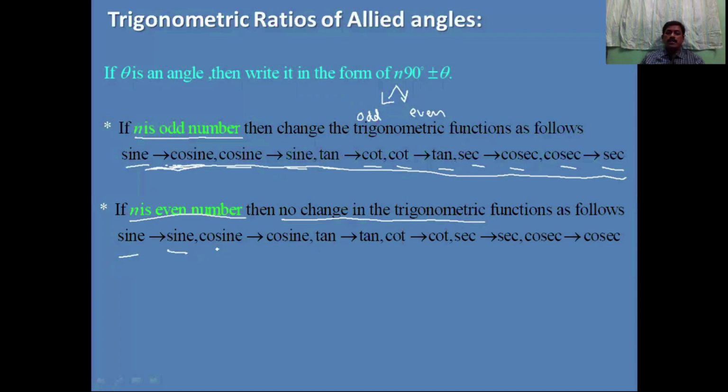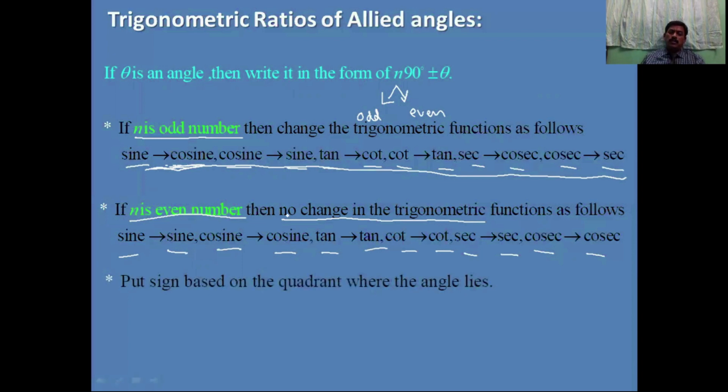Sine is there, you write sine. Cos is there, cos. Tan is there, tan. Cot is there, cot. Secant is there, secant. Cosecant is there, cosecant. When n is an even number, you should not change the trigonometric function. Just write the trigonometric term as it is. We are going to write the symbol, the sign. How to write the sign? Put the sign based on the quadrant where the angle lies. For this, you have to use the quadrant concept here.